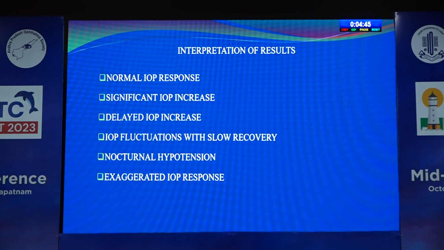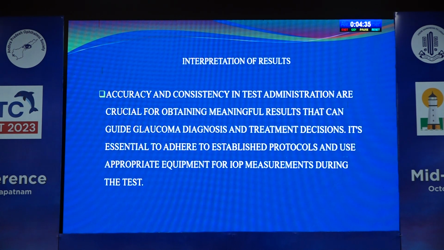Interpretation of results: normal IOP response, significant IOP increase, delayed IOP increase, IOP fluctuations with slow recovery, nocturnal hypotension, and exaggerated IOP response. Accuracy and consistency in test administration are crucial for obtaining meaningful results that can guide glaucoma diagnosis and treatment decisions. It's essential to adhere to established protocols and use appropriate equipment for IOP measurements during the test.